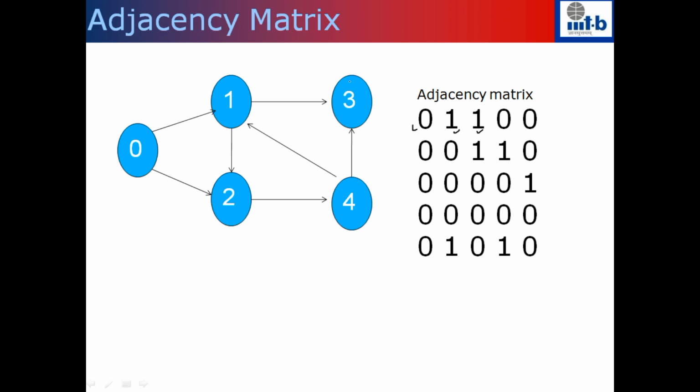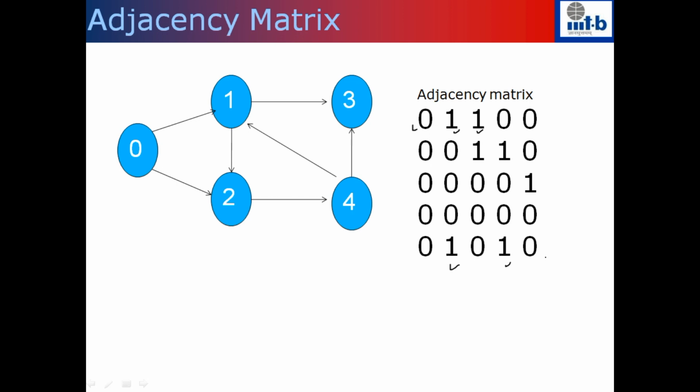Similarly, if you look at vertex 3, there is no outgoing edge from it, so all the entries in this row are going to be 0. When you look at vertex 4, there are two edges outgoing from it. One is going to 1, and the other is going to 3. So the 4 comma 1 and 4 comma 3 entries will be 1, and the other entries in this row will be 0. You can verify that A of i comma j will be 1 if and only if there is an edge from i to j.